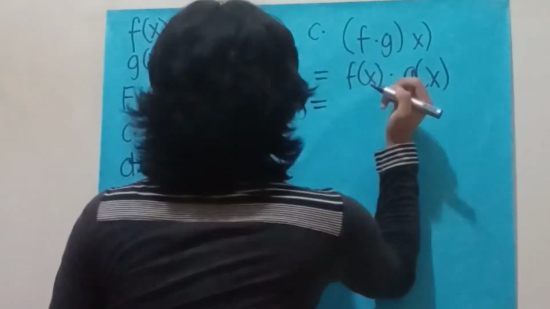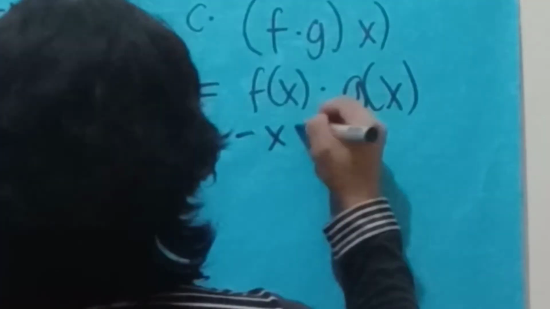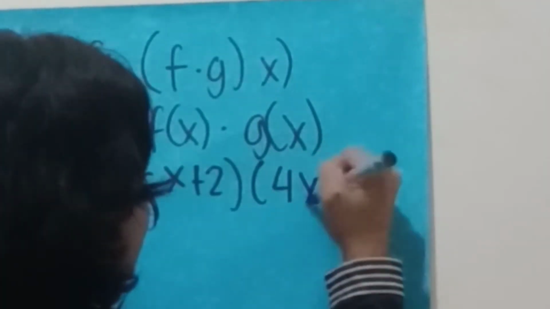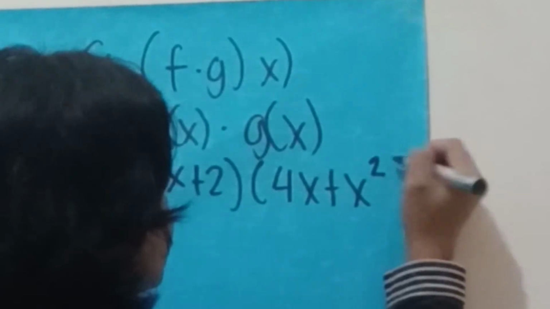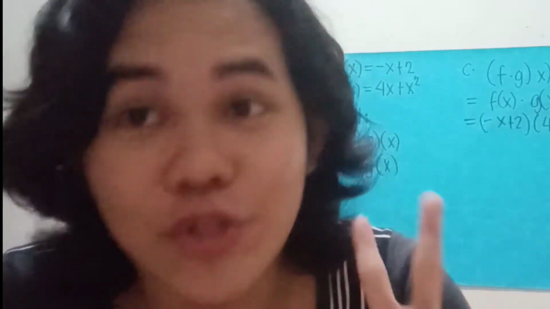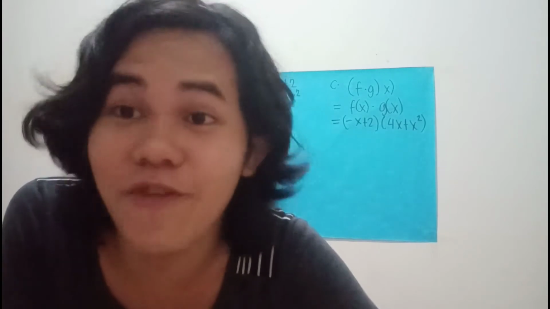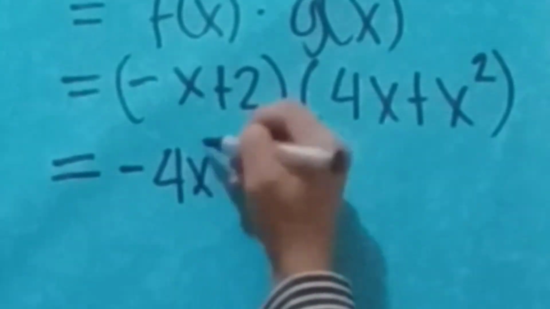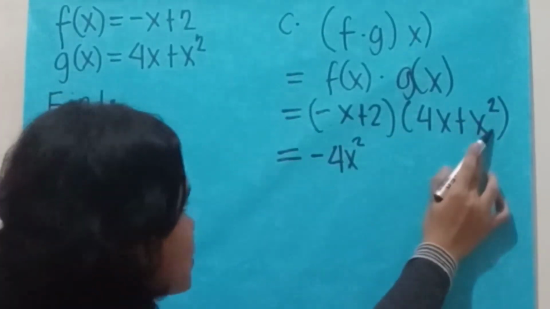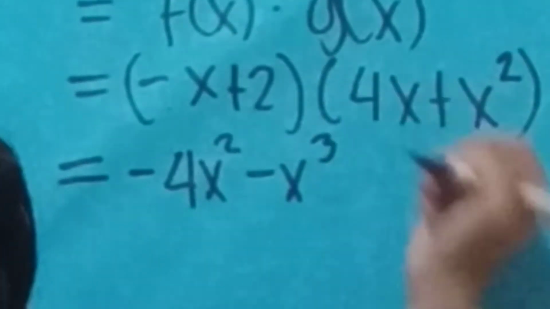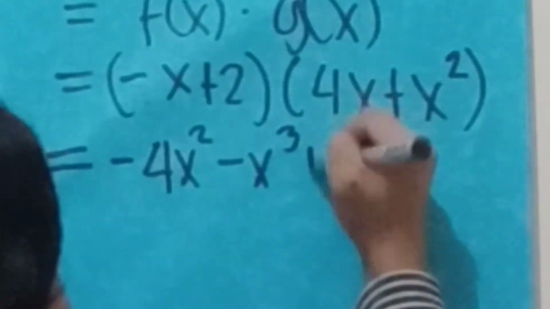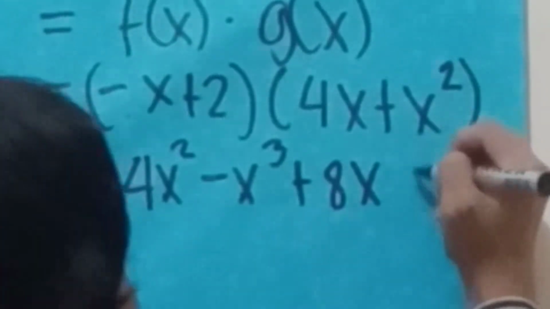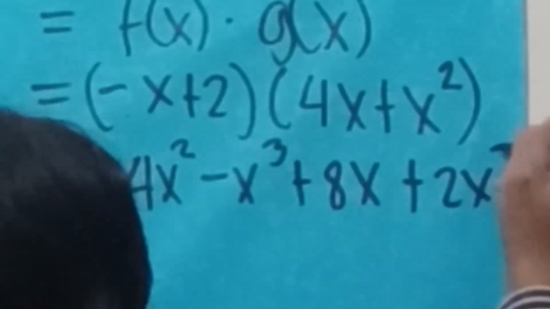We are going to put our f of x here, which is negative x plus 2, and our g of x, which is 4x plus x squared. As you can see, we have two binomials to multiply, so we have to use the FOIL method. Negative x times 4x becomes negative 4x squared. Negative x times x squared becomes negative x cubed. 2 times 4x becomes positive 8x. 2 times x squared becomes positive 2x squared.